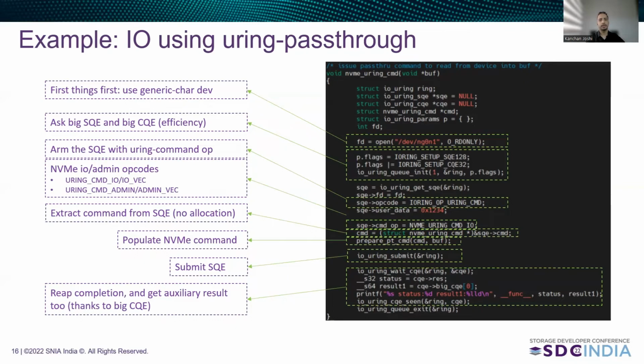And then it's going to extract the command from the SQE. It doesn't have to allocate, as I said before. Populate this particular command with NVMe specific fields and submit the SQE. At a later point of time, it can read the completion and can get both the primary as well as the auxiliary result from the CQE.